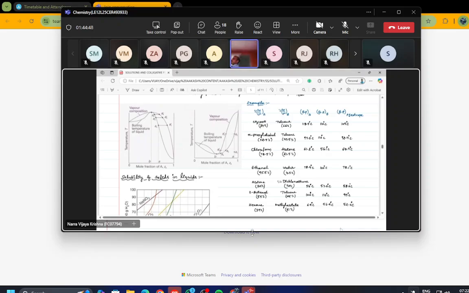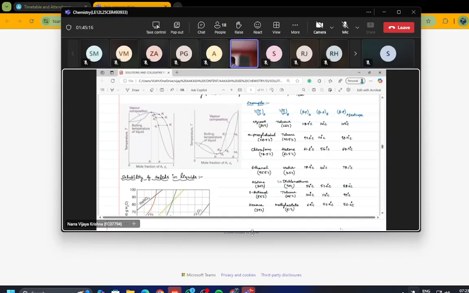So if I separate that vapor and condense it and boil again, what happens again? Same. Means distillation process fails in the case of azeotropes. So in azeotropes, distillation is not suitable. Is it clear? Right?